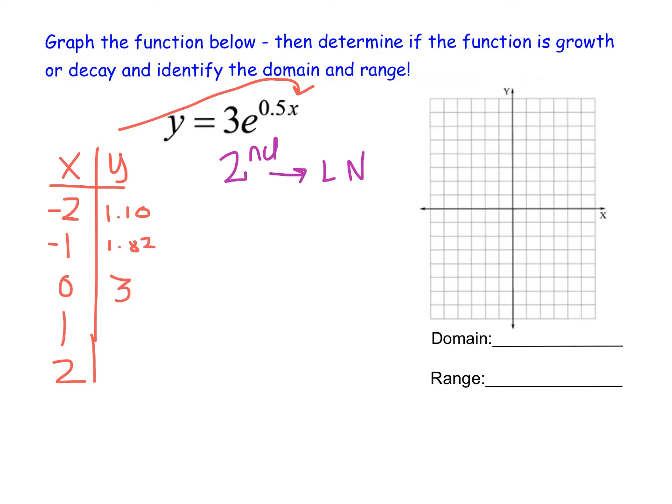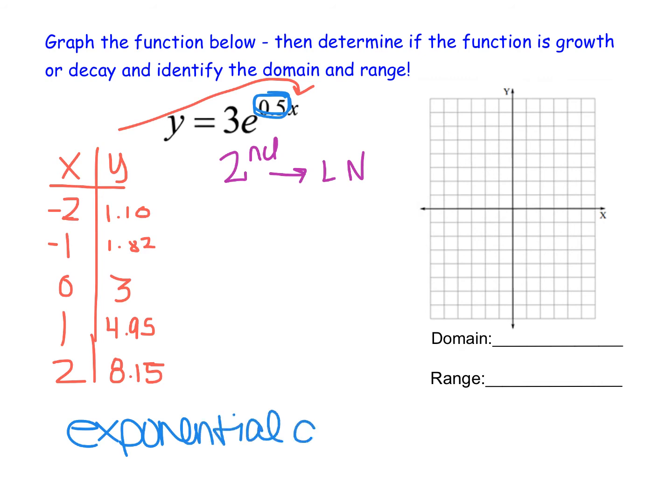Then I move on to 1, 4.95 approximately, and I move on to 2, which is about 8.15. So now I have my collection of values. I know this is an exponential graph, and I know that because this r value is positive. So notice it's not whether or not r is bigger than 1, it's whether or not r is positive. Because r is positive, I'm going to expect here to see exponential growth as I graph my equation.